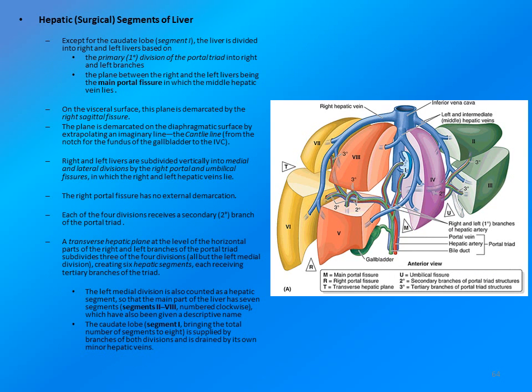This is a lot of words to explain hepatic surgical segments of the liver. For you as a first-year medical student, it's enough to know that the liver lobes are divided into segments that are each supplied by a vein, an artery, as well as a duct that leads to the bile duct. Therefore, each segment is surgically resectable.